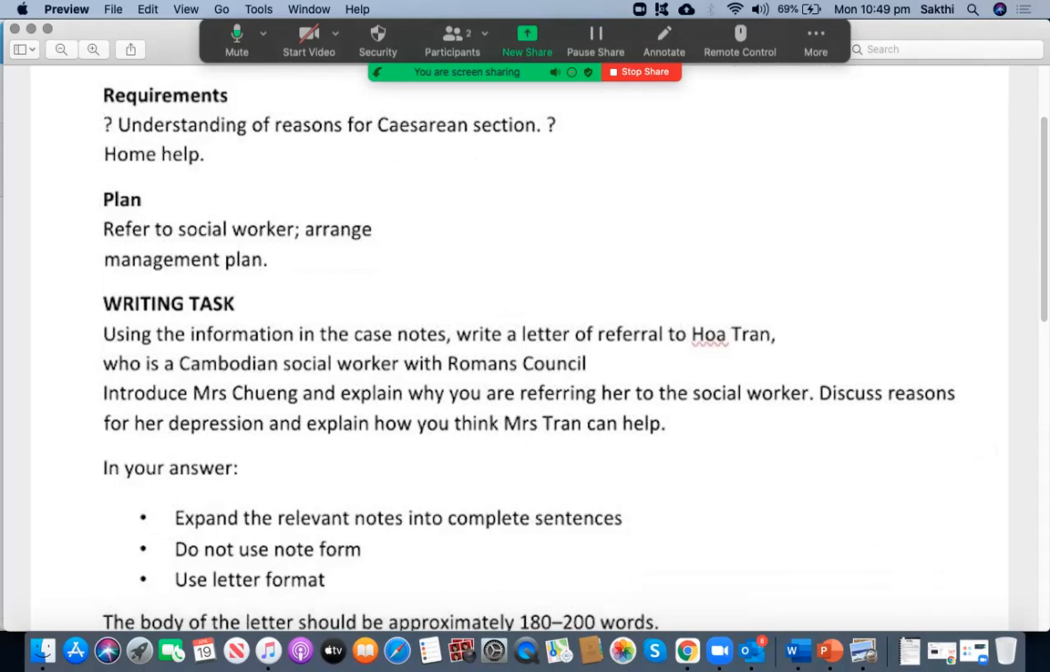So you have mentioned the social worker. Did you mention the social worker? Social worker, yeah. I wrote later to the social worker. Oh, social worker only, yes. But still, the social worker needs the home assistance also, isn't it? Home assistance as well, yes. You need to include that in this case.